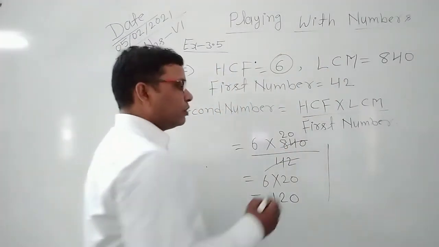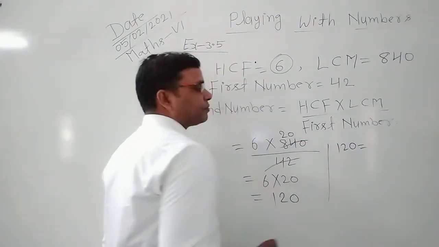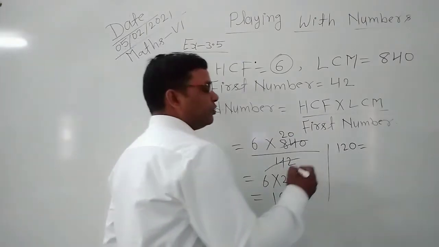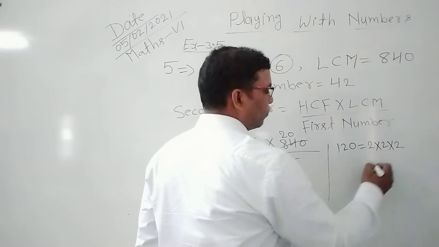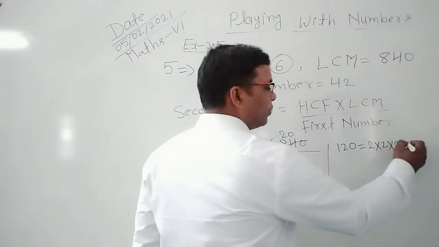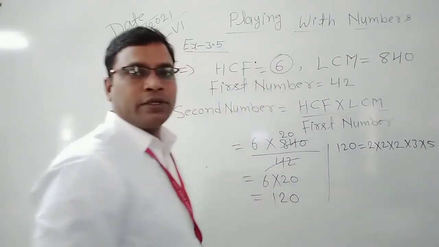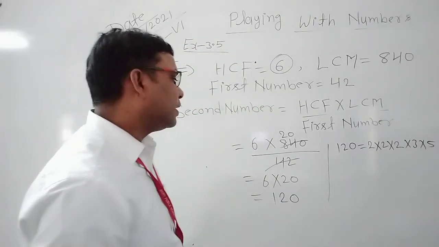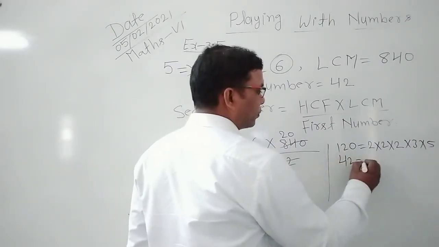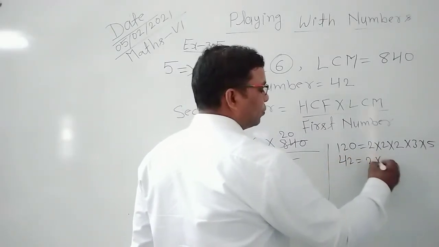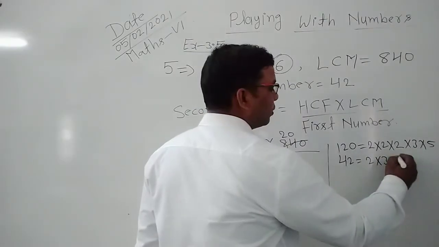Now 120 we can express as a product of prime factors. So 120 is equal to 2 into 2 into 2 into 3 into 5. This is 120, and next is 42. 42 is equal to 2 into 3 into 7.